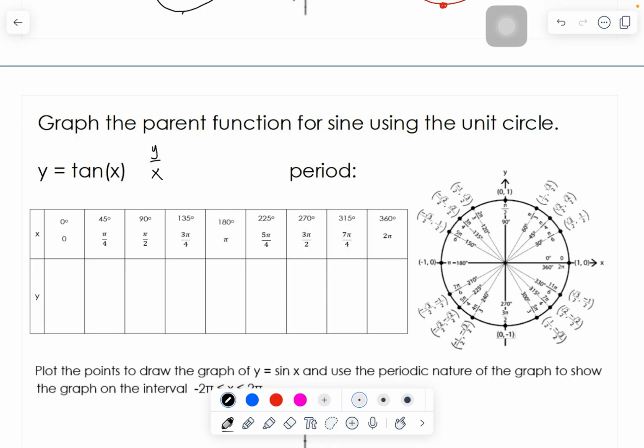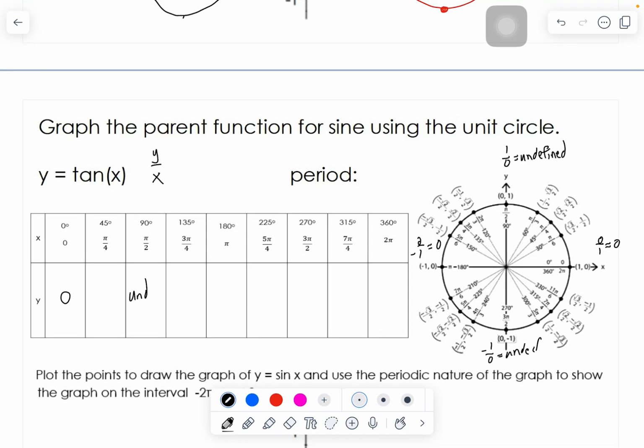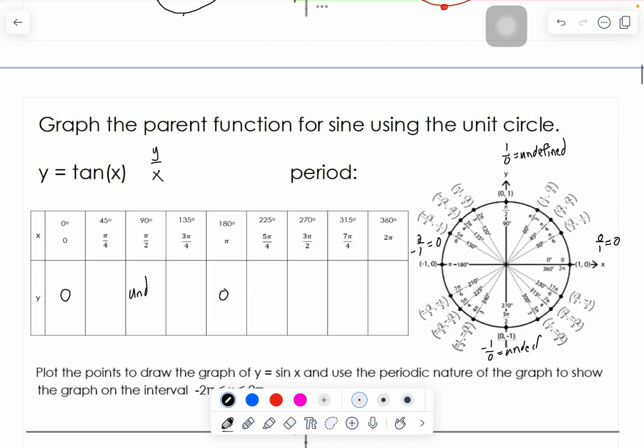So I'm going to go to each of my ordered pairs and make a fraction: 0 over 1, which is 0. 1 over 0, which is undefined, because I can't divide by 0. 0 over -1, which gives me 0. -1 over 0, which is undefined. So at 0 degrees I'm going to get 0. At pi over 2, I'm going to put UND, undefined. Back to 0, then pi over 2, undefined.